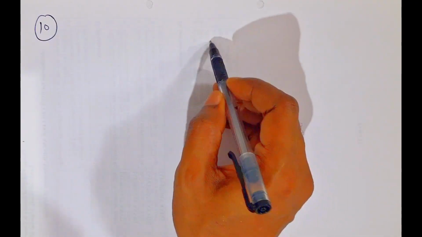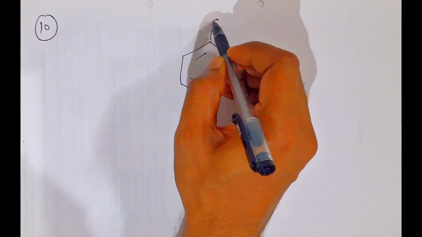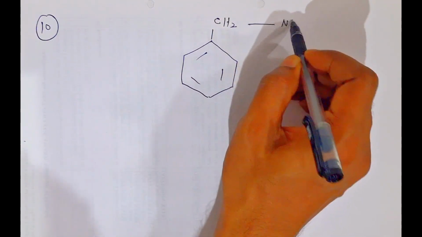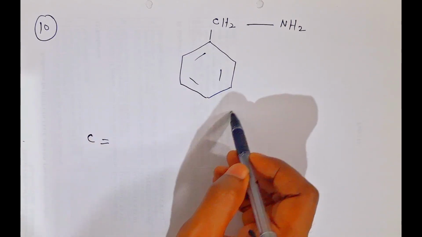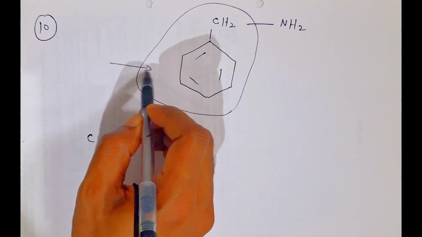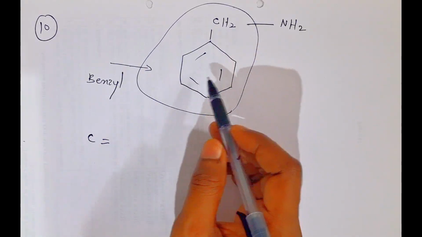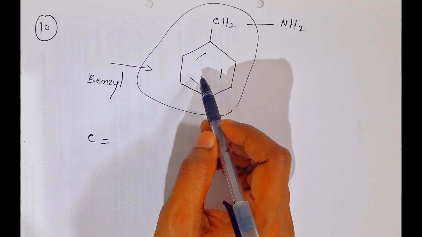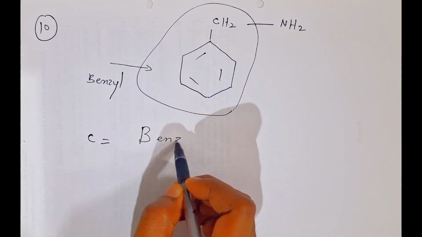Next molecule, students. This is the aryl group, benzene. Now it is attached to CH2, and it is attached to a primary amine, that is NH2. Now students, what will be the common name? Which type of alkyl is this? This is nothing but benzyl. Benzyl type of aryl is attached to the amine, so we call it benzylamine.